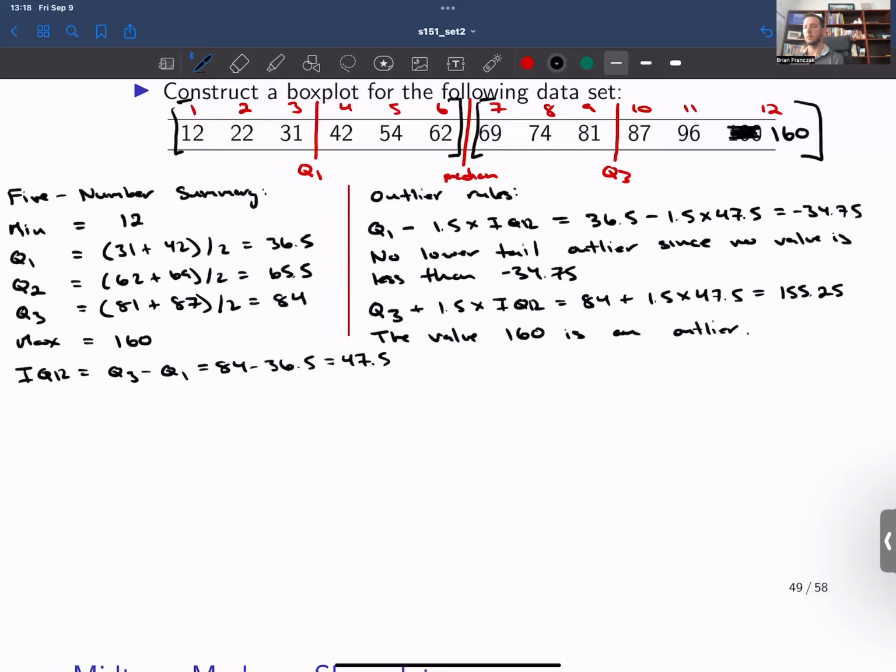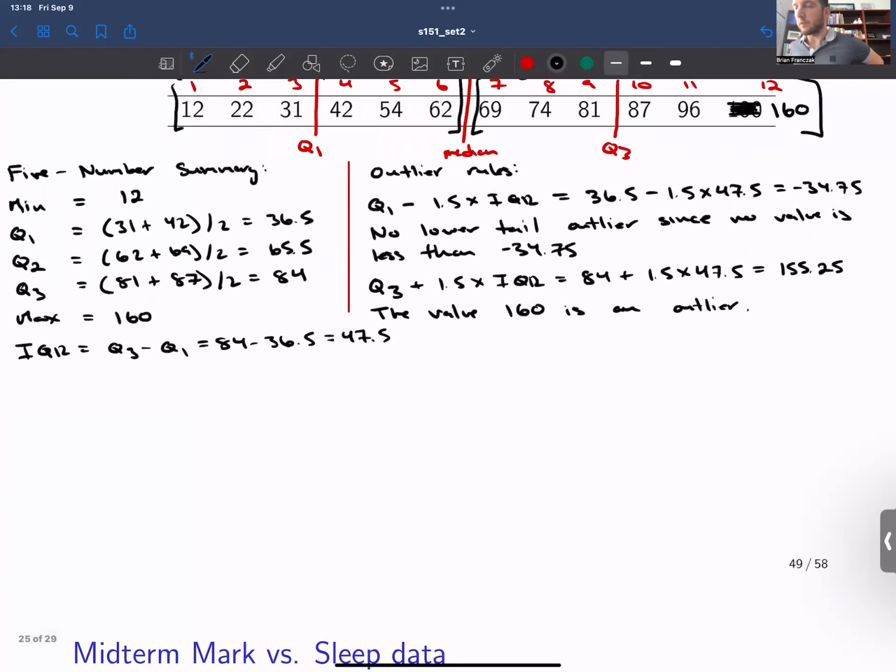Okay, so how does this affect construction of the box plot? Again, the three quartiles are consistent regardless of whether or not outliers are present. The detection of this outlier will only influence how the upper tail of the box plot is sketched.